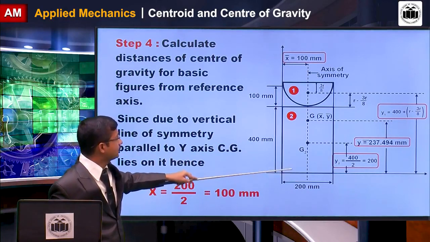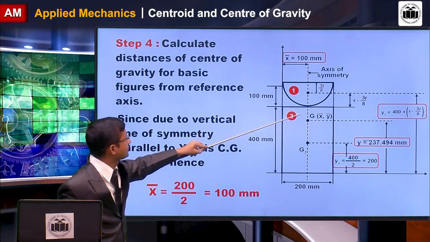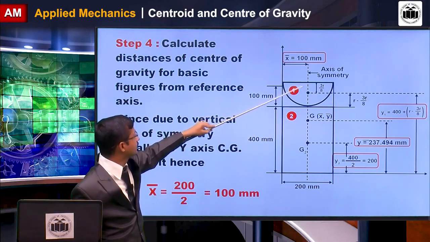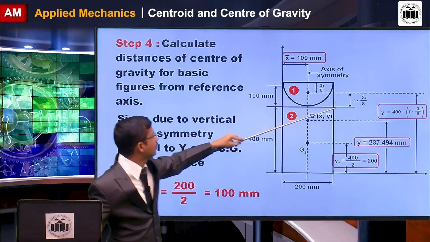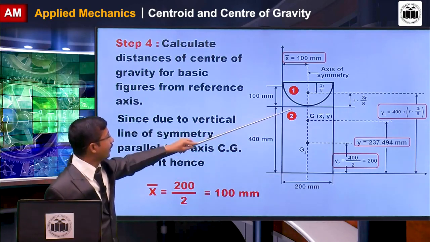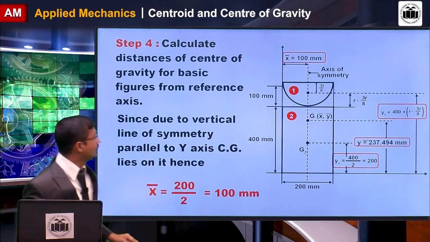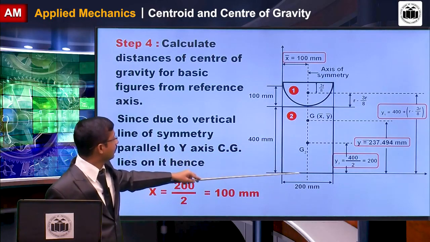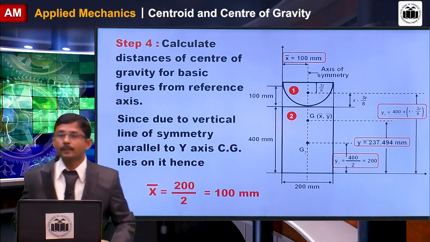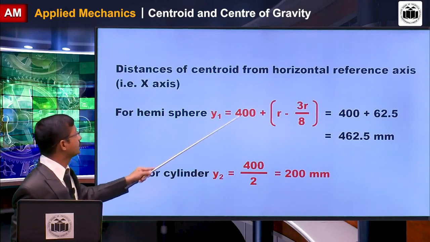So y1 from the x-axis we have to find out as 400 plus, what we have to do here, you have to subtract this r minus 3r upon 8. So the CG from the base for a hemisphere is 3r upon 8, hence you have to calculate this r minus 3r upon 8. So total y1 you will get 400 plus r minus 3r upon 8. Then you have to calculate y2 as 400 divided by 2.